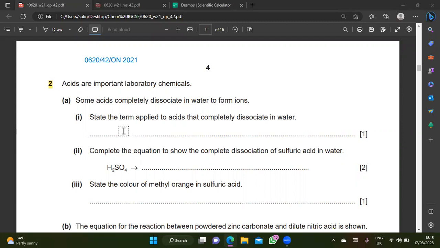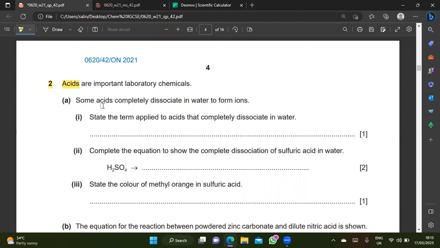Okay, so this paper is actually 0620, paper 42, October, November 2021. Okay, this is question number 2. Let's have a look here. Acid, remember last week we did alkali. Now we're talking about acid. Acids are important laboratory chemicals.